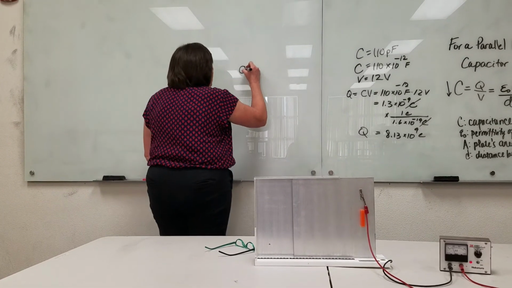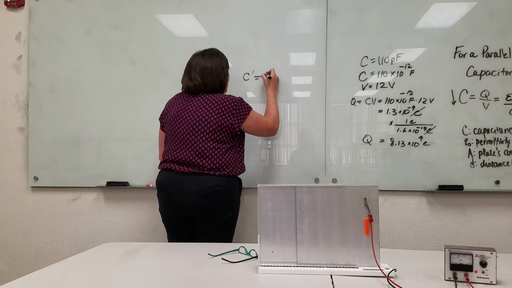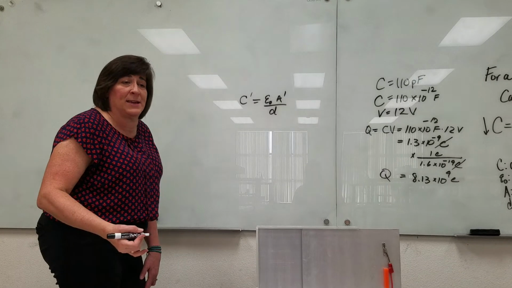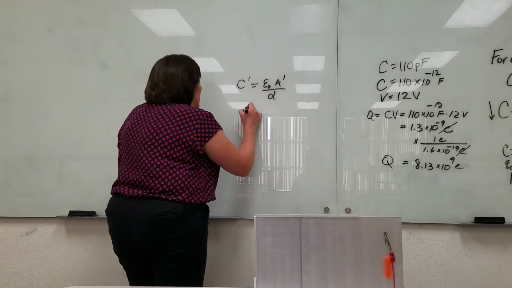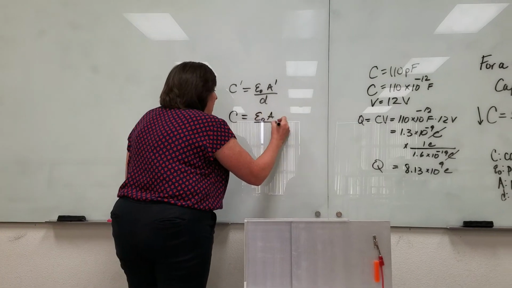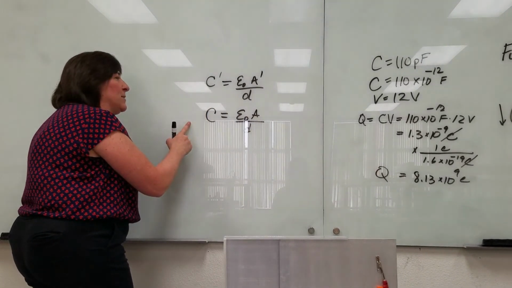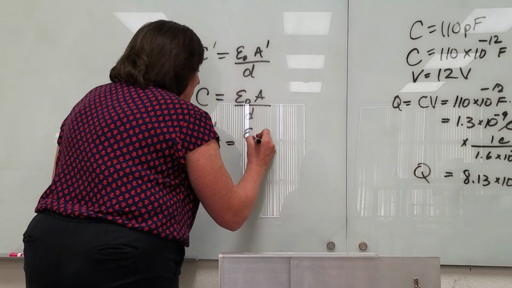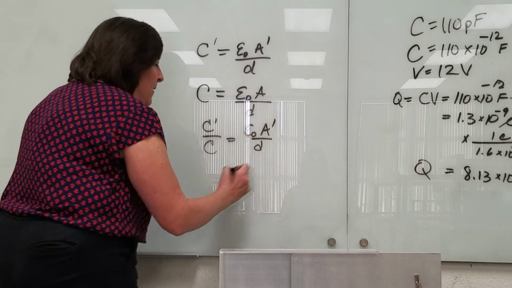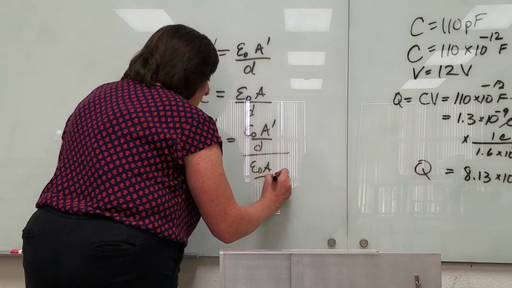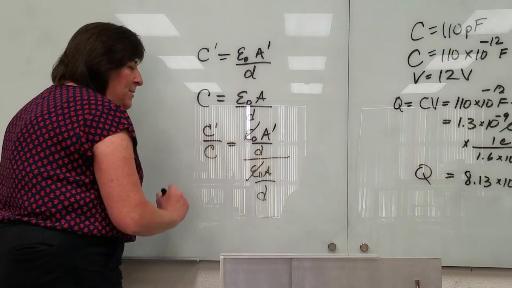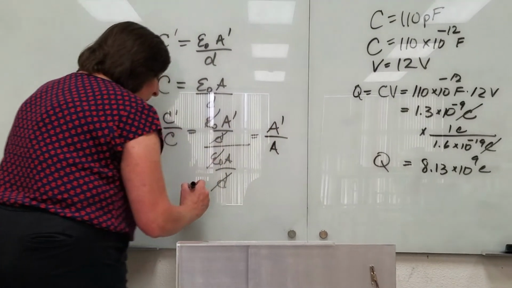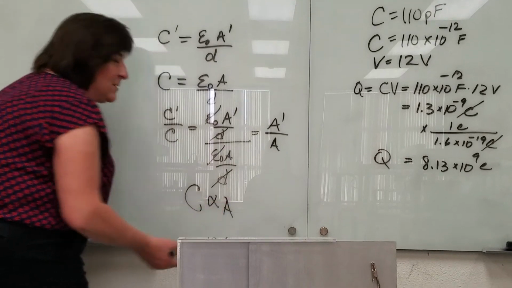So for the new capacitance C prime, I could say C prime is epsilon naught A prime over D. D stays the same, so I'm not going to have D prime, it's just the original D. The old capacitance was epsilon naught A over D. So if I take this equation and divide it by the bottom equation, C prime over C equals epsilon naught A prime over D, all over epsilon naught A over D. Well, epsilon naught's going to cancel, D is going to cancel, and I'll just get A prime over A. That's what it means when I say C is proportional to A.